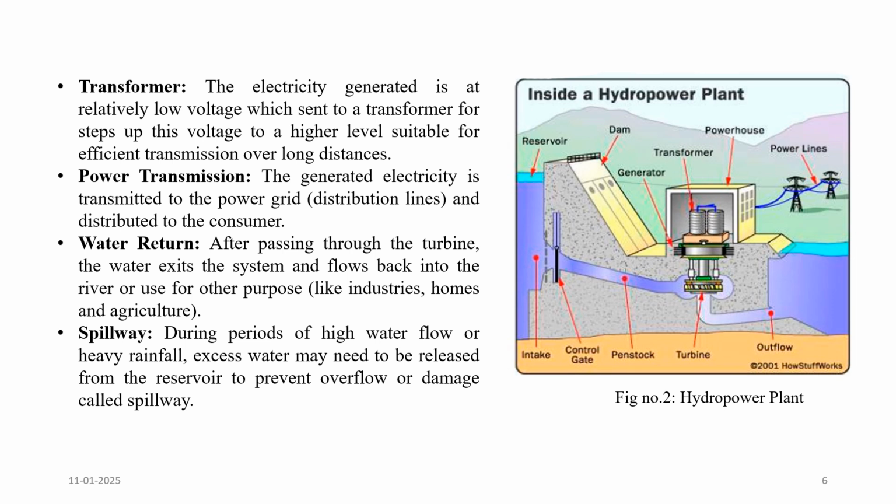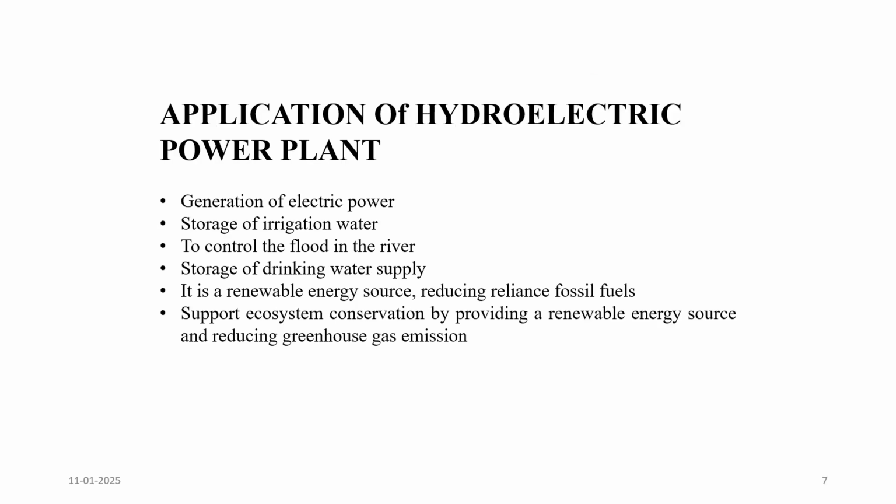Next point is the spillway. During a period of high water flow or heavy rainfall, excess water may need to be released from the reservoir to prevent overflow or damage, which is called a spillway. Now moving to the next slide. Now here we discuss the application of hydroelectric power plants.